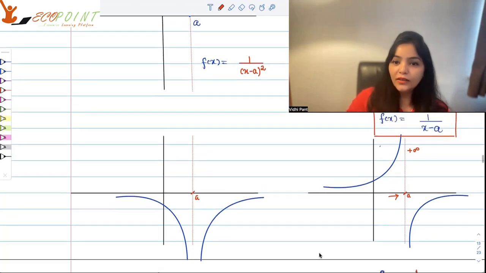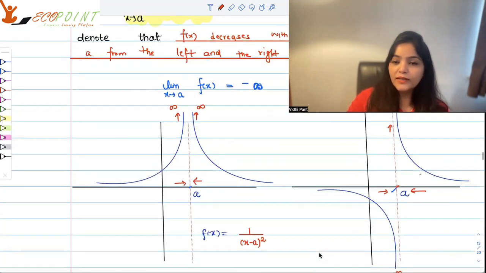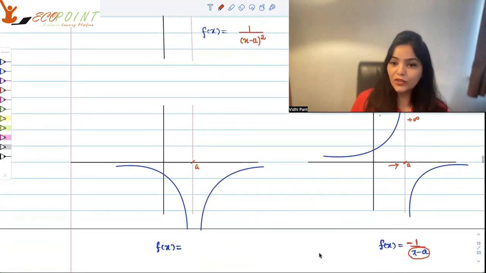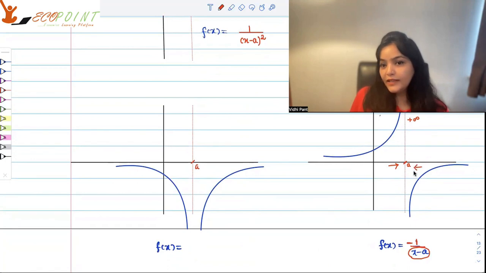You see the directions of the graph have changed. So just look at that. And when x tends to a from the right, from positive, these are positive x's from the right of a, you are getting minus infinity.